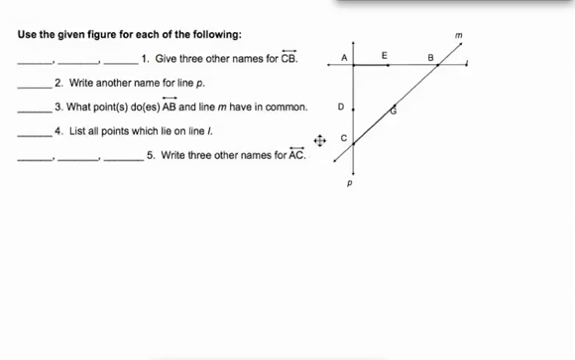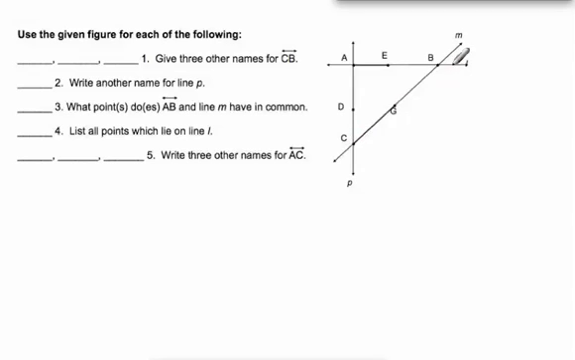Alright class, we're going to do a little review for points, lines, and planes to make sure that we understand everything that's happening. I gave you this review packet. You already have the answers, but I'm going to work through these things so we can see it come to life here. Number one, give three other names for line CB.